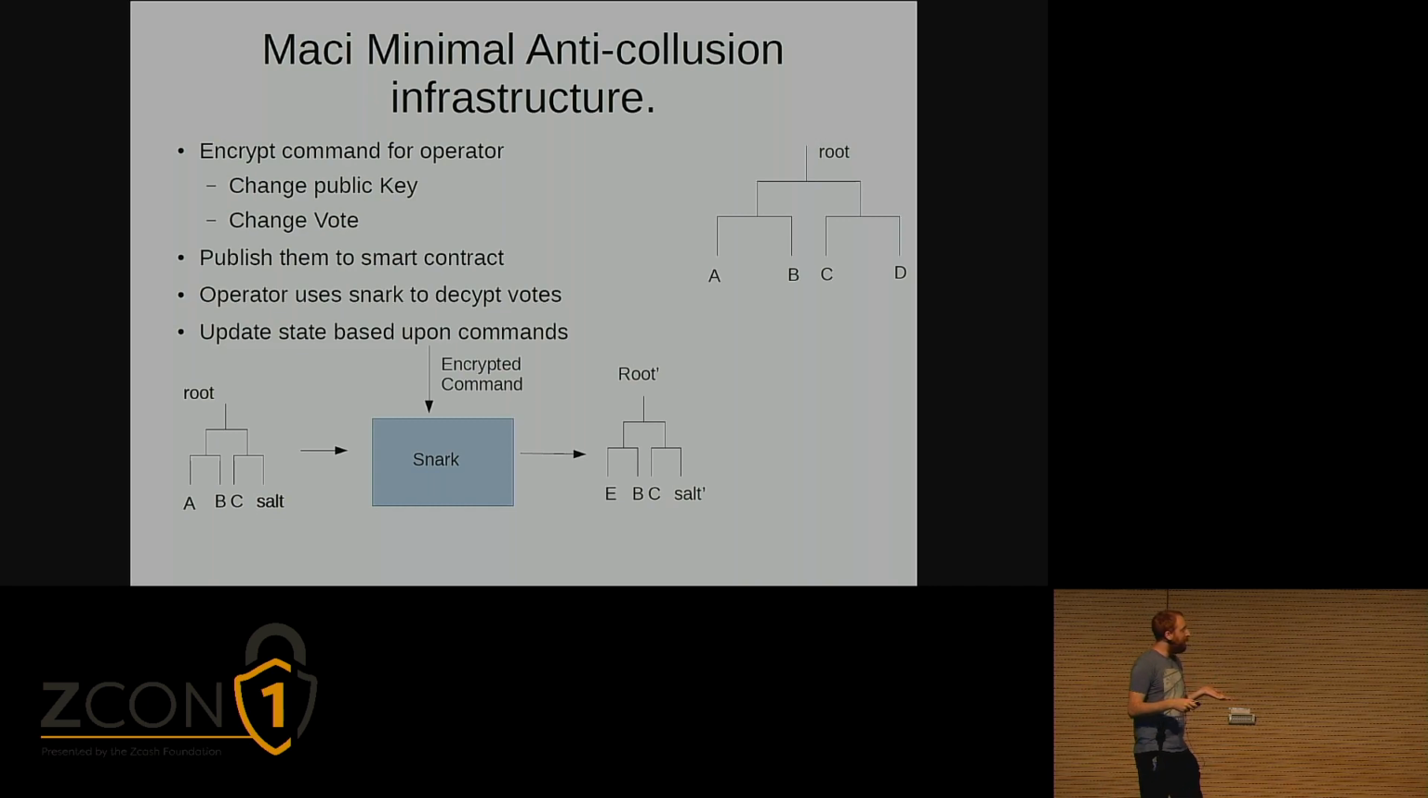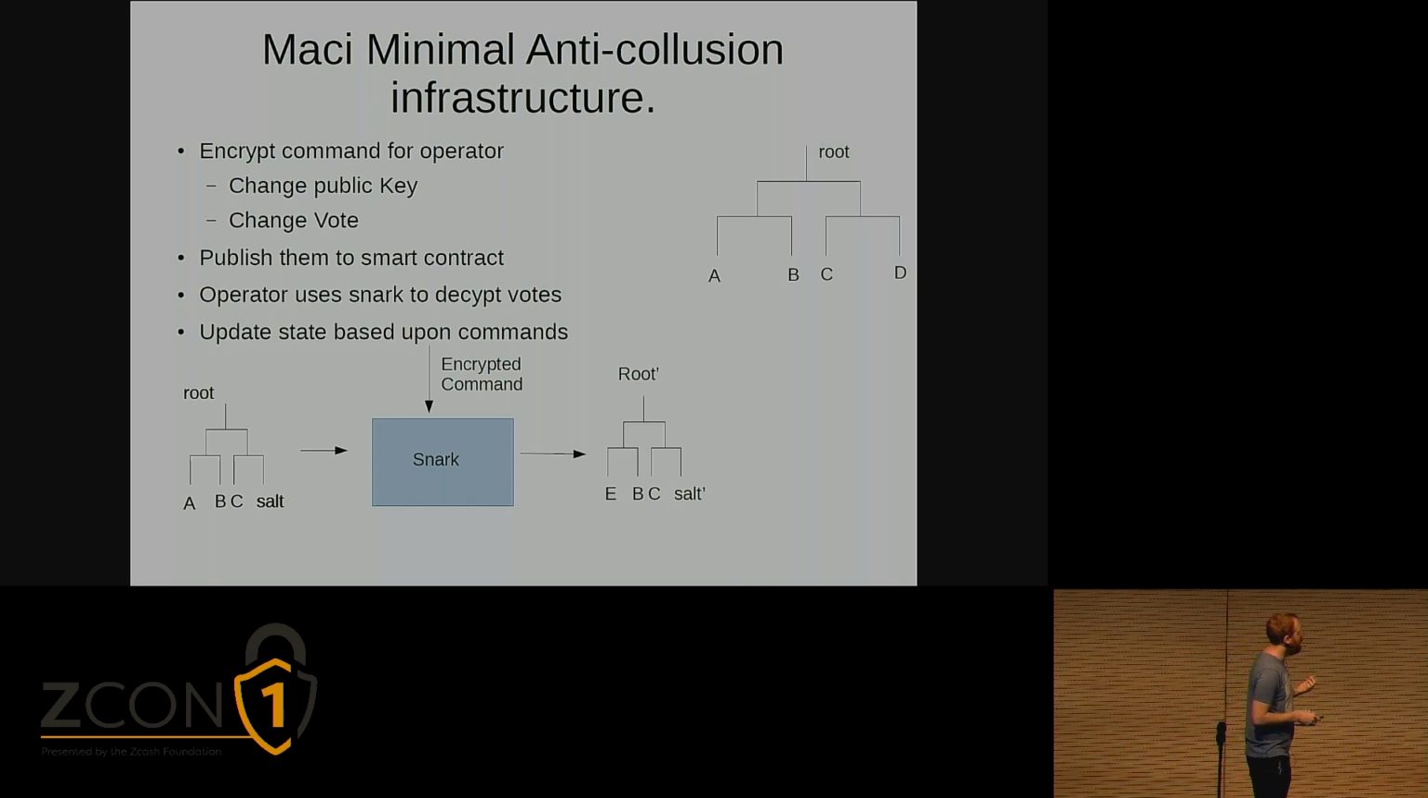So what happens is that everyone who wants to vote creates their signature and then encrypts it for the operator and publishes this on a smart contract. Then the operator is forced to go through this list in the smart contract one by one and process each of the votes. What happens in the snark is that they validate the signature and check that it's the current signature of the leaf in the tree, and if that's correct, they update either the public key or the vote depending on what the user wants. They update the state based upon the commands.